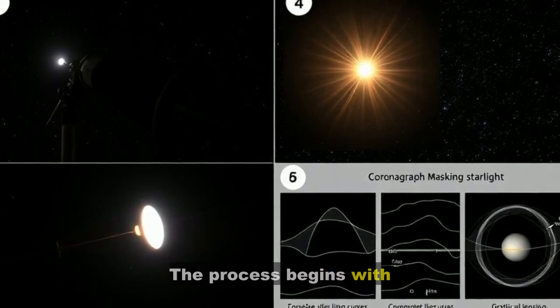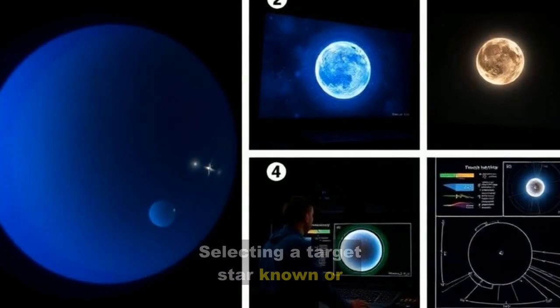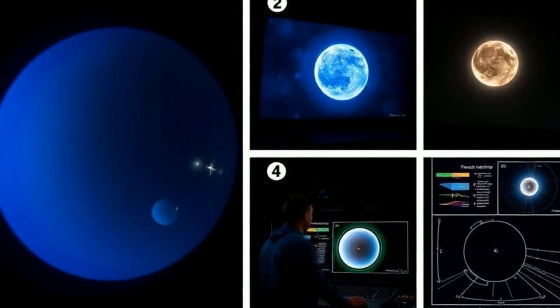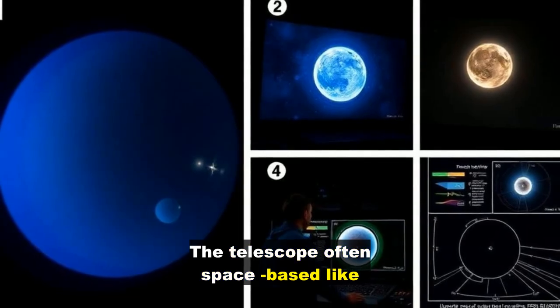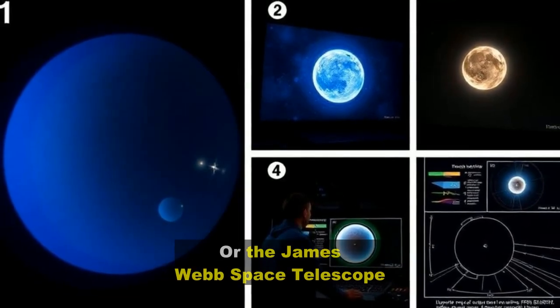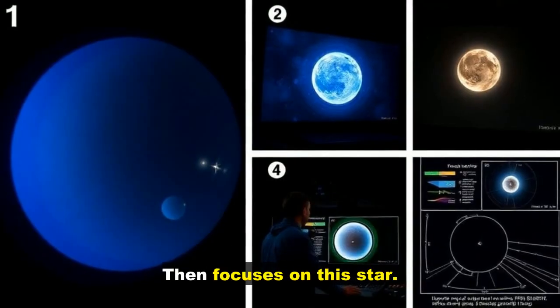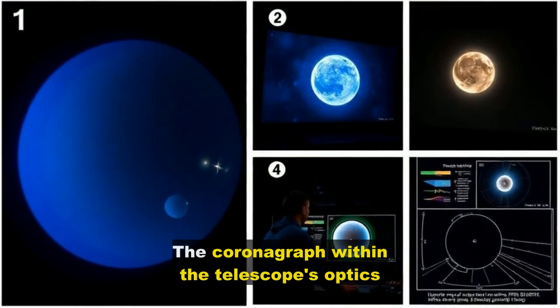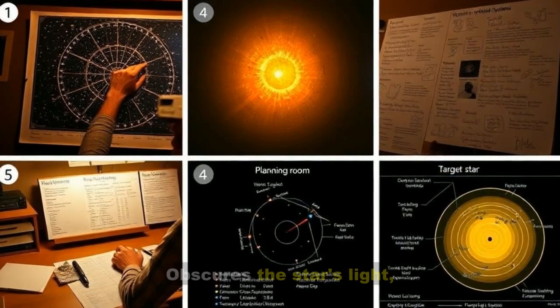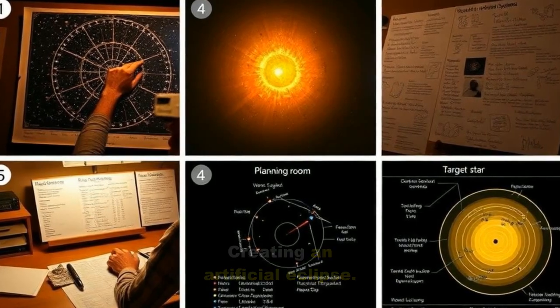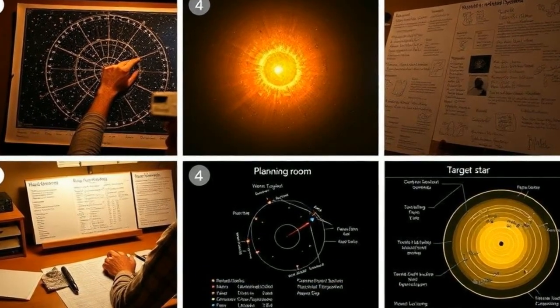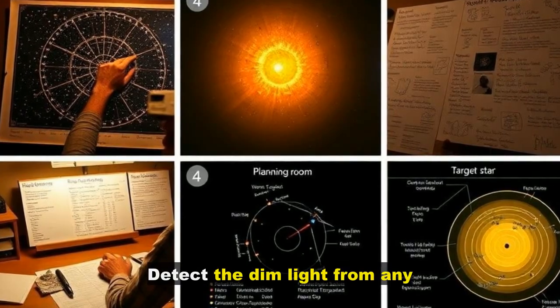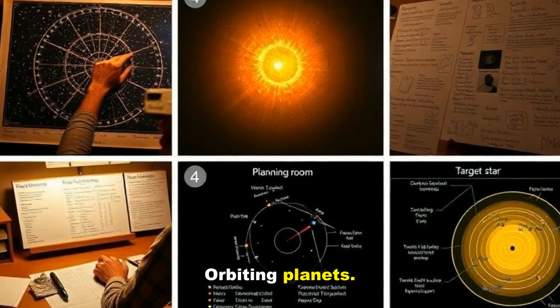The process begins with selecting a target star known or suspected to host a planetary system. The telescope, often space-based like the Hubble Space Telescope or the James Webb Space Telescope, then focuses on this star. The coronagraph within the telescope's optics obscures the star's light, creating an artificial eclipse. This enables the imaging system to detect the dim light from any orbiting planets.